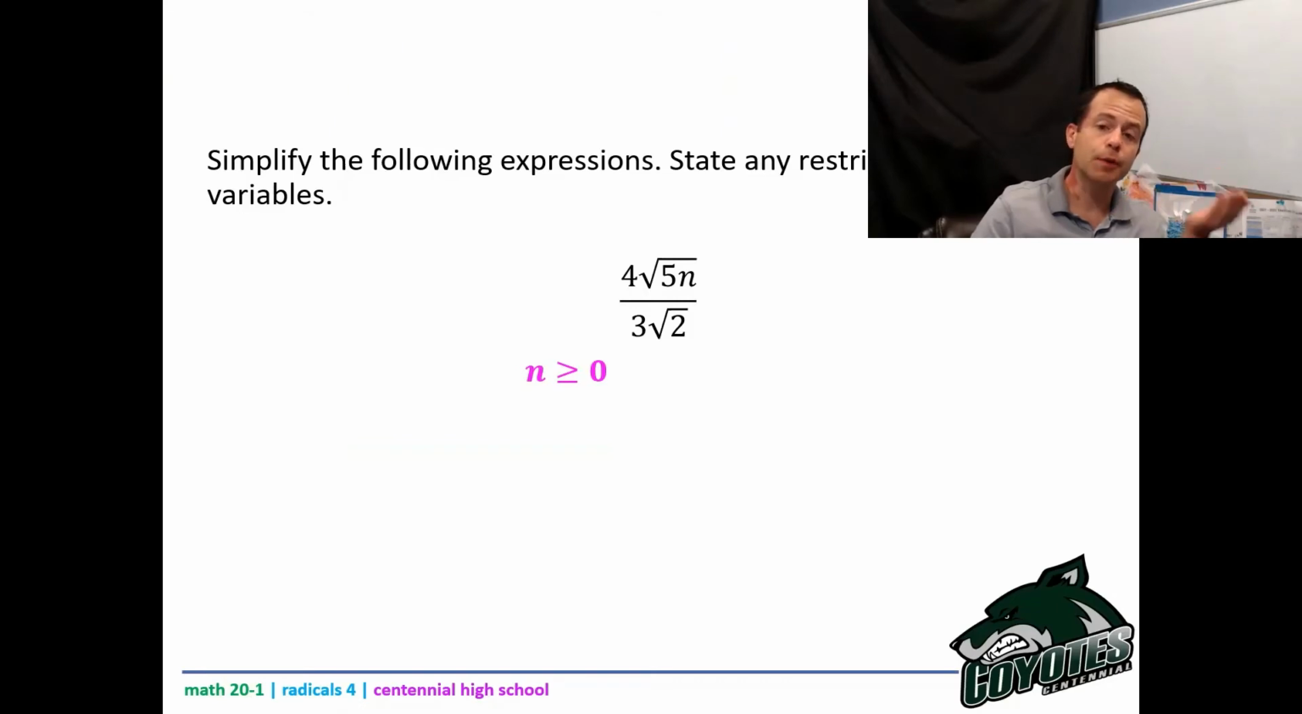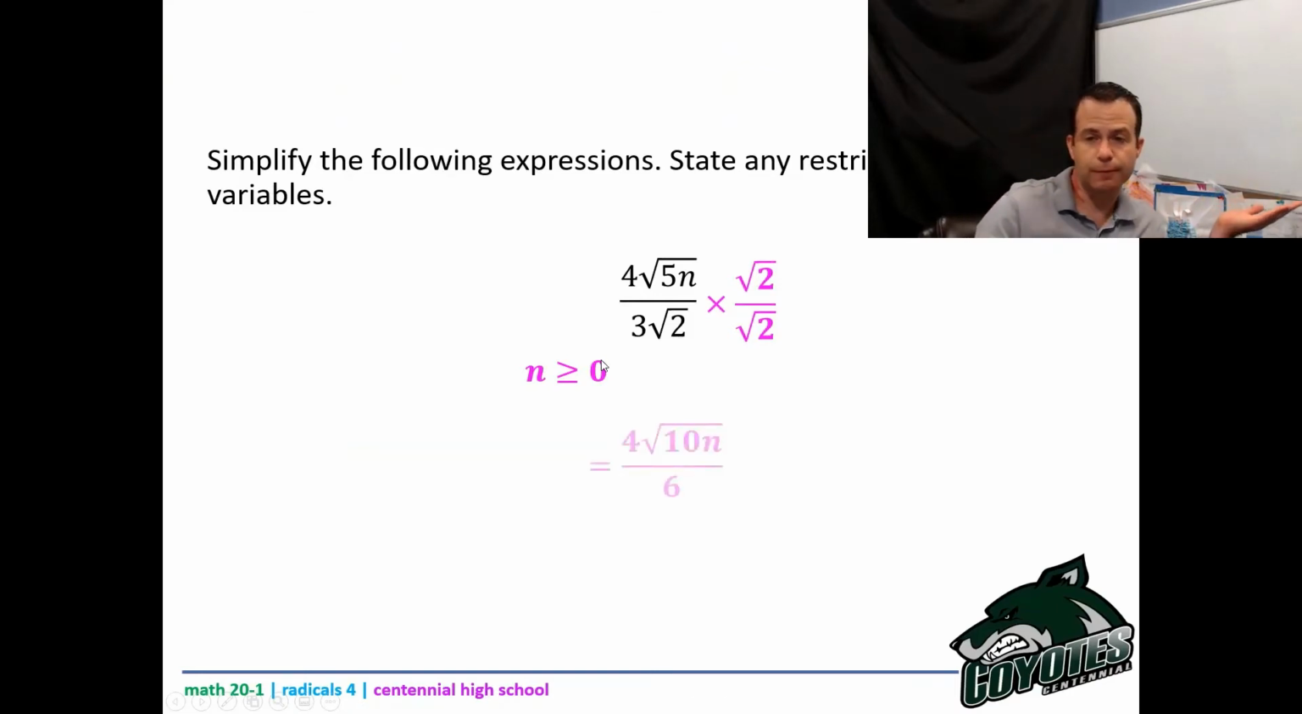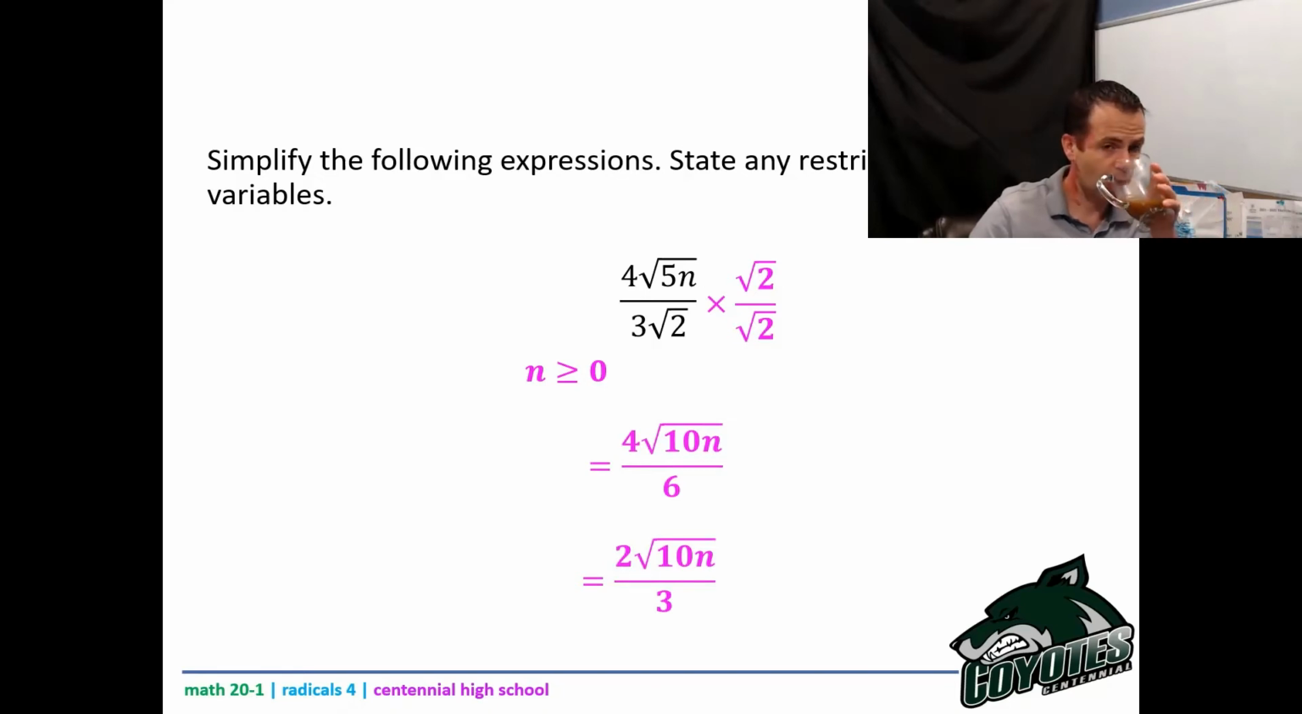And now I want to multiply by root 2 over root 2. Okay, so if I multiply by root 2 over root 2, I end up with, on the top, 4 root 10n, and on the bottom, root 2 times root 2 is 2, 2 times 3 is 6. So I end up with 4 root 10n all over 6, and then 4 over 6 reduces to 2 over 3. Okay, so my final answer there is 2 root 10n over 3.